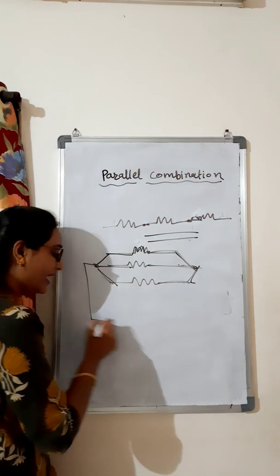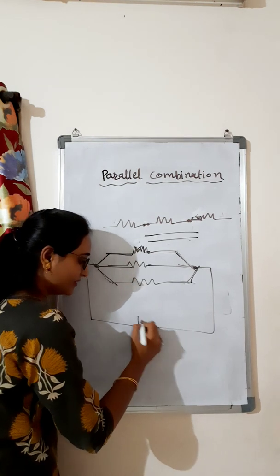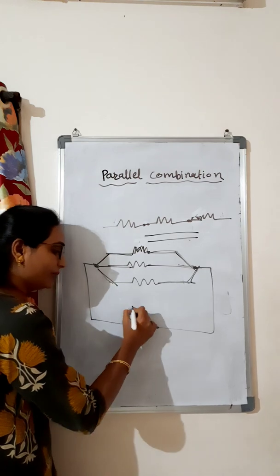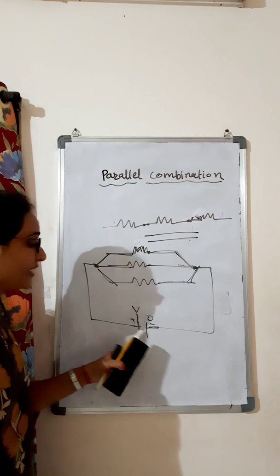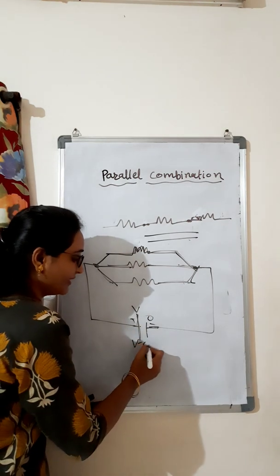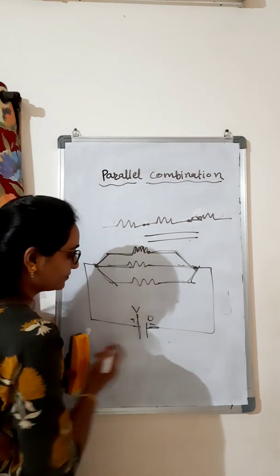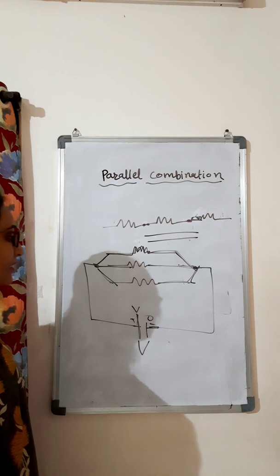Now suppose I connected the battery here, or cell you can say. Again, this is the positive terminal, this is the negative terminal. Here the potential is V, here the potential is 0. So what is the potential difference? The potential difference is V minus 0, which is equal to V. Means this battery is of V volt. This potential difference we are distributing here.